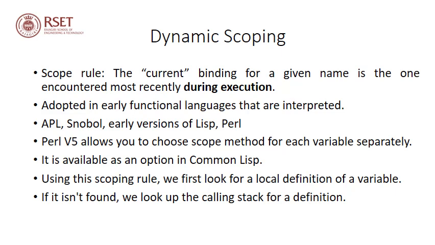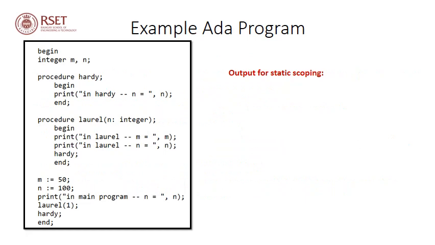Using this scoping rule, we first look for a local definition of a variable. If it isn't found, we look up the calling stack for a definition. Now we'll see more examples of static and dynamic scoping. Here we have an example Ada program. We'll see how this program executes if we use static scoping.